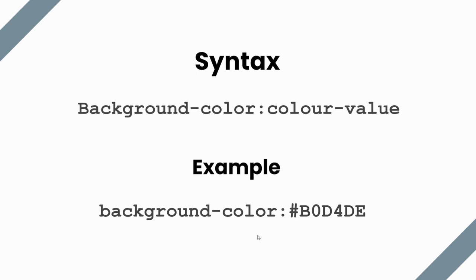And so if you look at the example that we have here, you can see that for this example, I used the hexadecimal value color. So the background color is assigned hashtag B0D4DE. This particular color type here is the hexadecimal value color type.